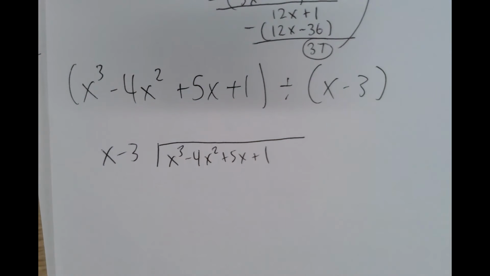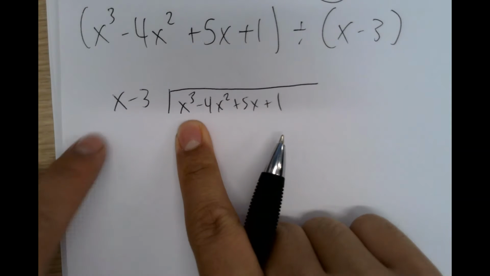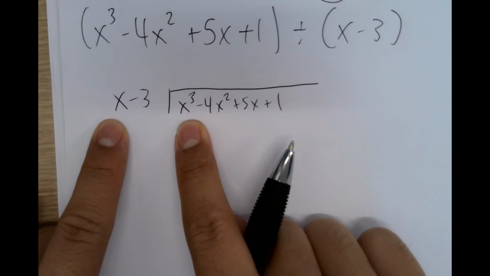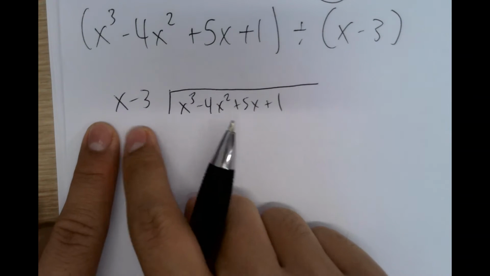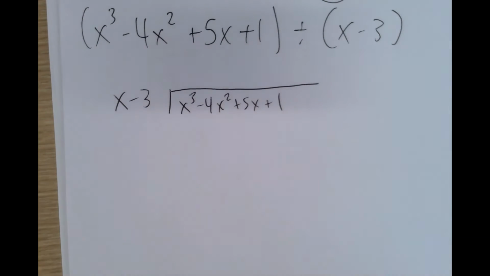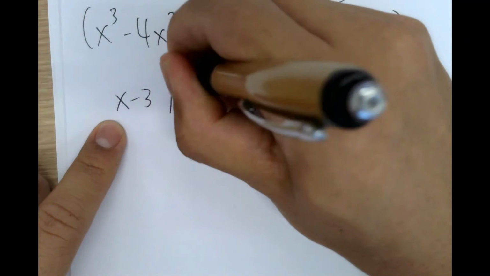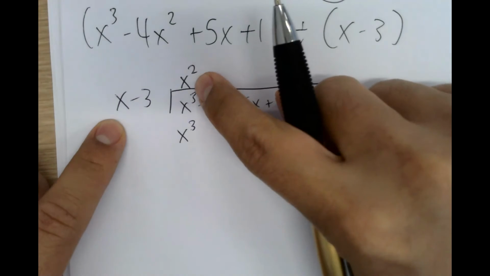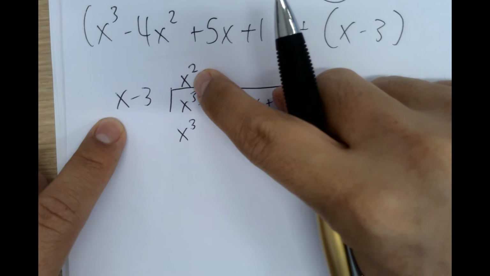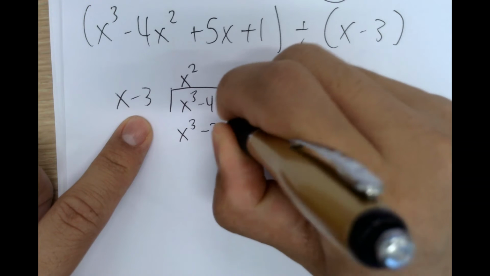The next thing that we would do is we want to match the x with x to the third. So you want to think about, what do I multiply x by to get x to the third? x squared times x equals x to the third. Again, you're not just matching these two. You are also multiplying x squared to the negative 3, so you get negative 3x squared.